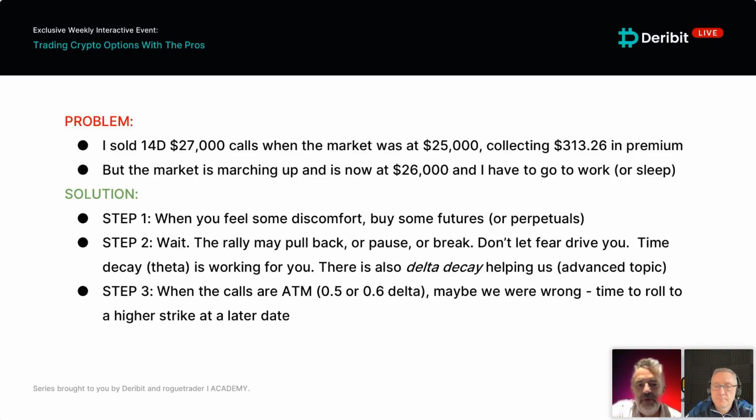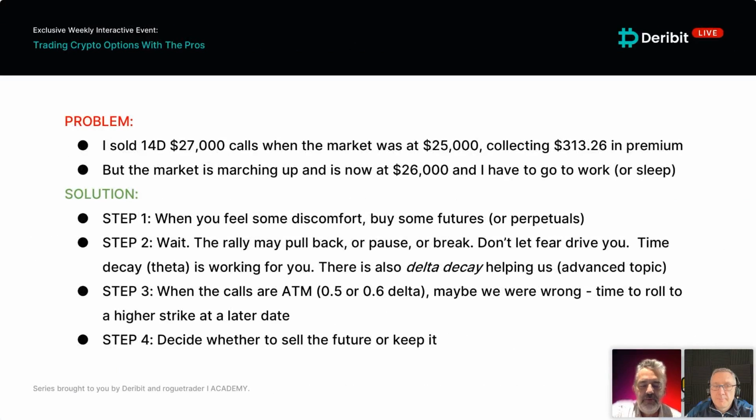So when the calls are at the money or just in the money, okay, and it feels like the market's going to carry on, or even that we're just not comfortable where we are, okay, maybe we were wrong, and actually we don't like this position. Maybe we want to be at a higher strike, or not fully on calls, or whatever. So it's time to roll the position. We're going to take the view that we're going to roll the position because we think we can get that premium. We're just going to say, okay, it might take me another week to get it. So we'll roll that position to a higher strike at a later date, and I'll come back in detail about what that is.